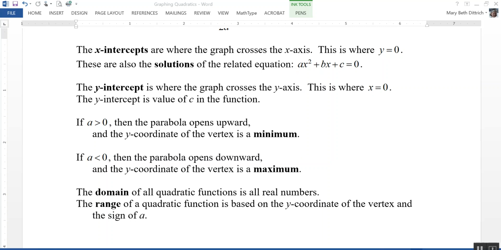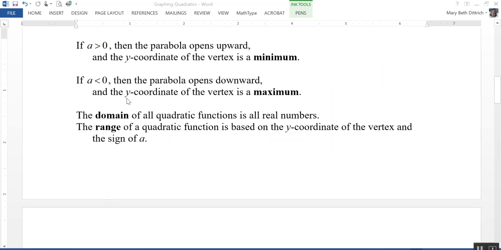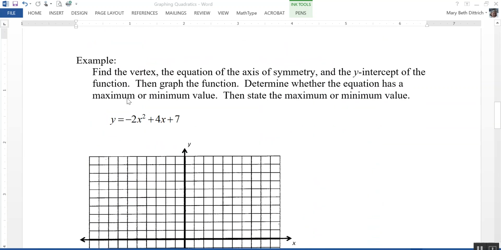The domain of all quadratic functions is all real numbers, and the range of a quadratic function is going to be based on the y-coordinate of the vertex and the sign of a. In other words, what direction does it open?